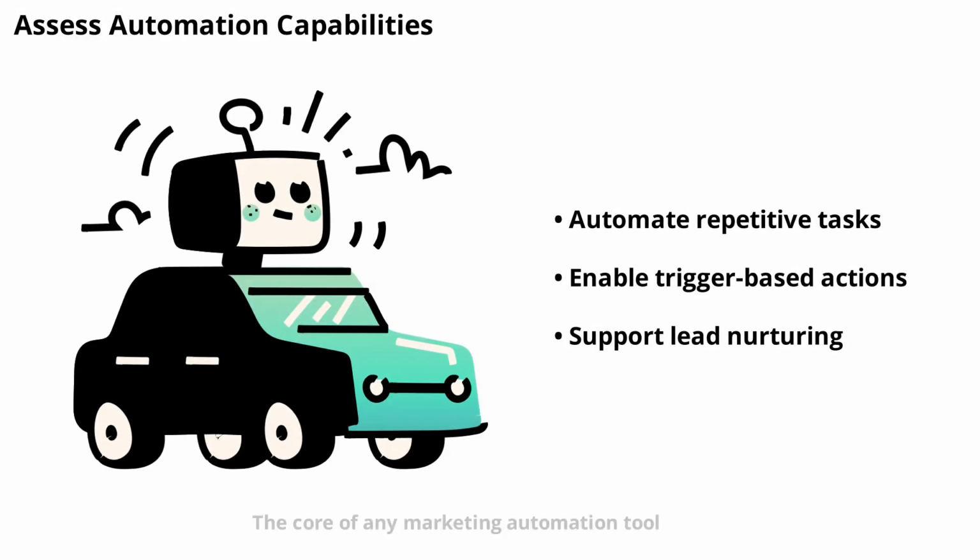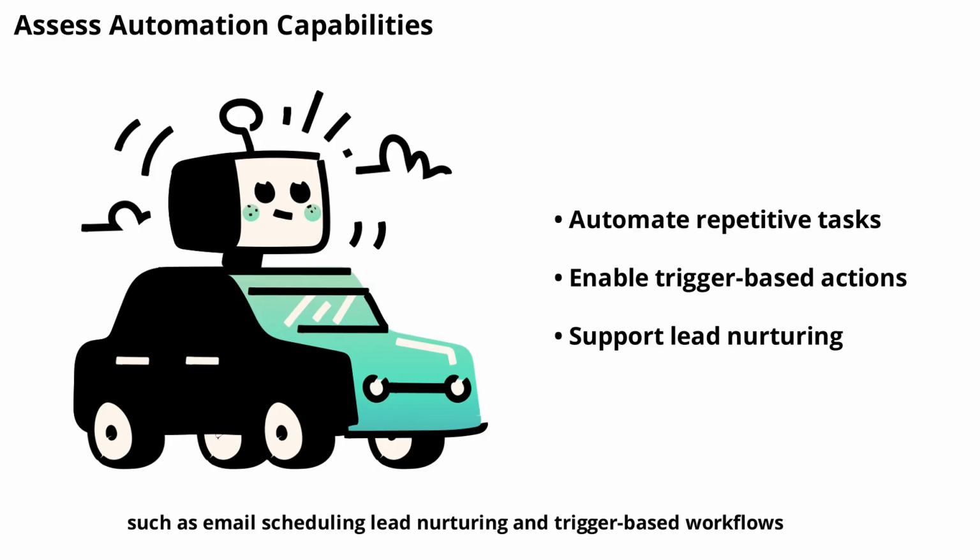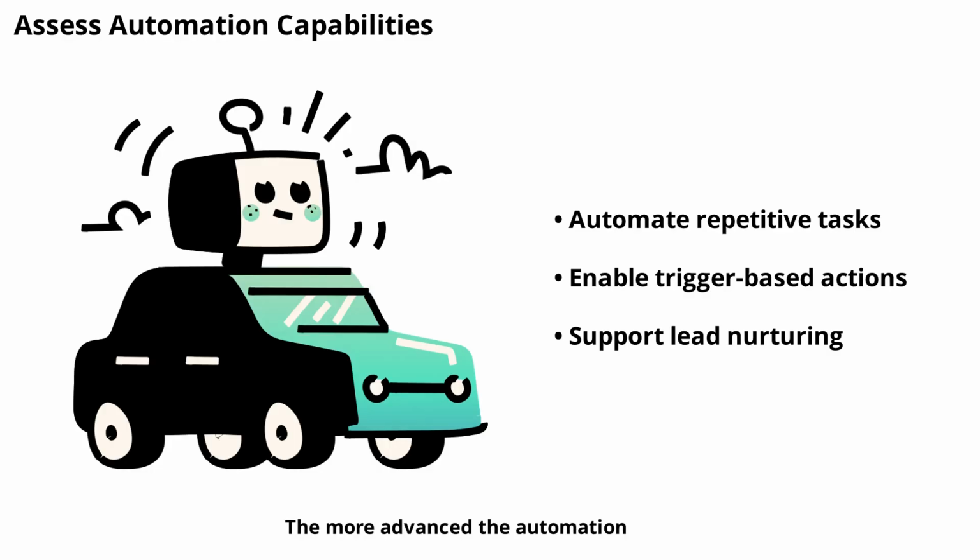The core of any marketing automation tool is its ability to automate repetitive tasks. Review each solution's automation capabilities, such as email scheduling, lead nurturing, and trigger-based workflows. The more advanced the automation, the more time your team can save for strategic initiatives.